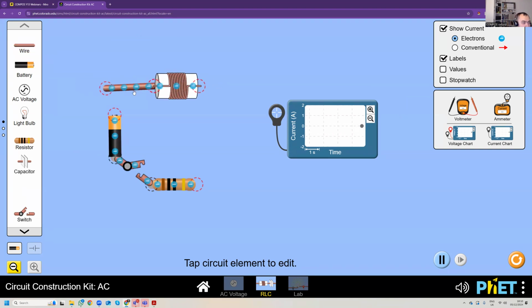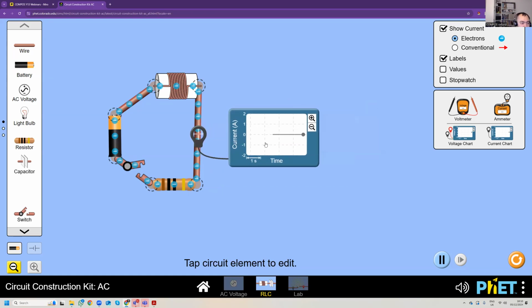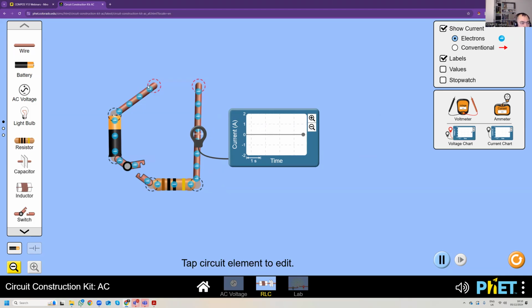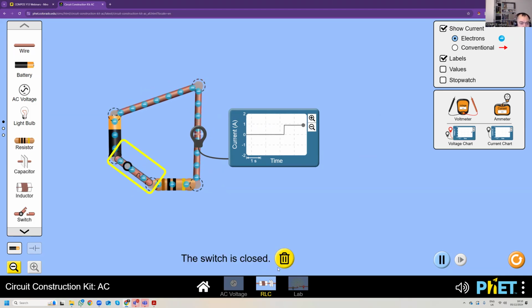And we need some wires. So let's look at the current. If I just flick the switch, you see the current increases like that. Now, if the inductor is not there, it just goes like a step.